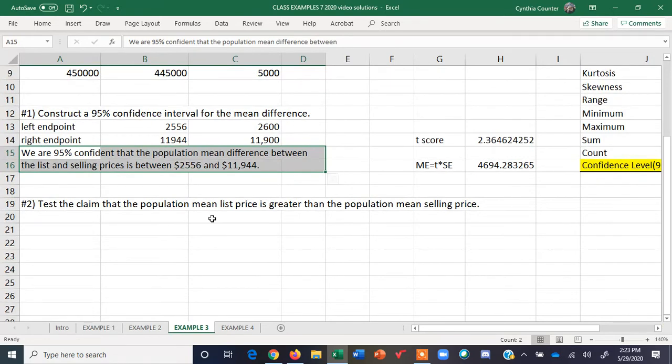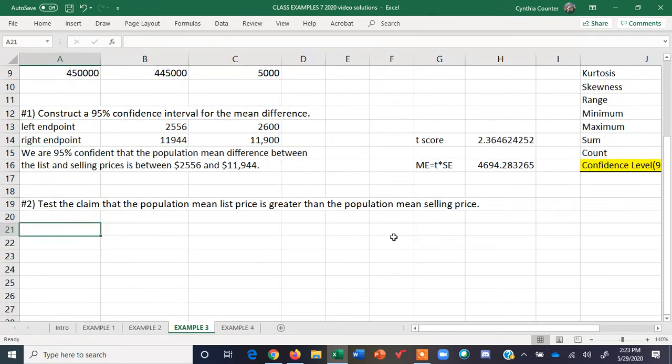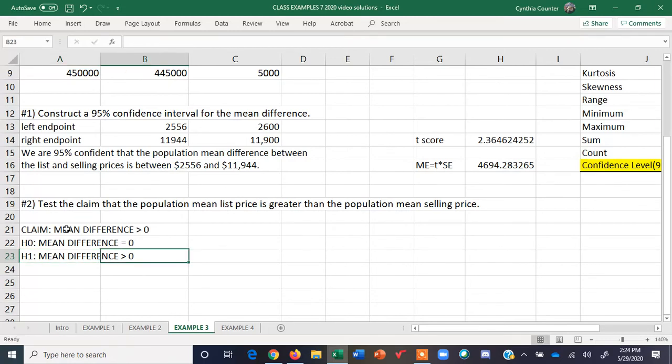Let's now go ahead and do a hypothesis test claiming that the mean list price is greater than the mean selling price. My differences are list minus selling, so the claim is that the mean difference is greater than 0. The difference is positive. The null hypothesis, which is always equality, is that the mean difference equals 0, and the alternative hypothesis, which is always inequality, is the same as the claim that the mean difference is greater than 0. Since we're working with greater than, this will be a right-tailed test.